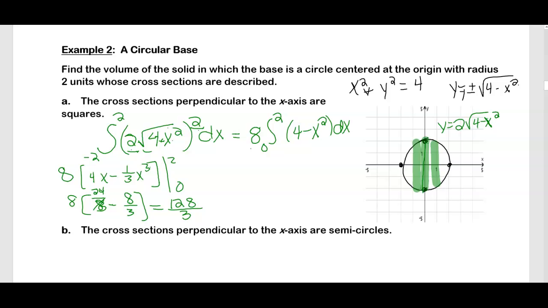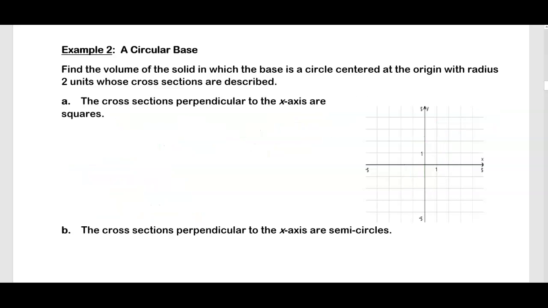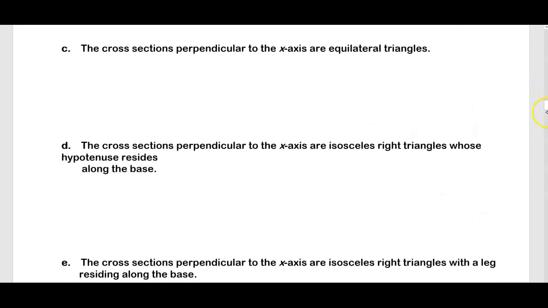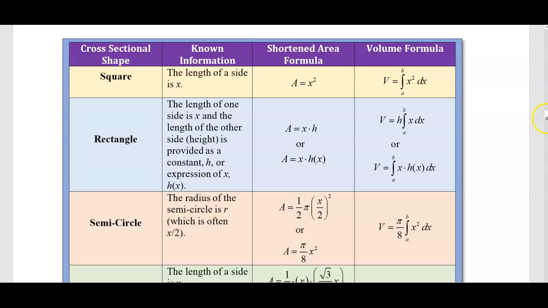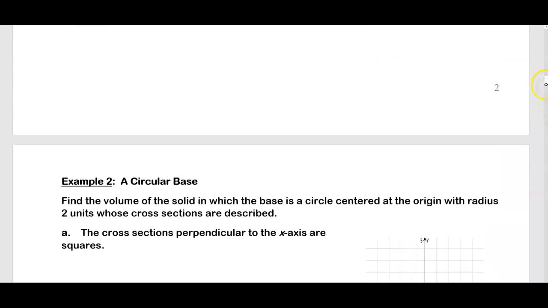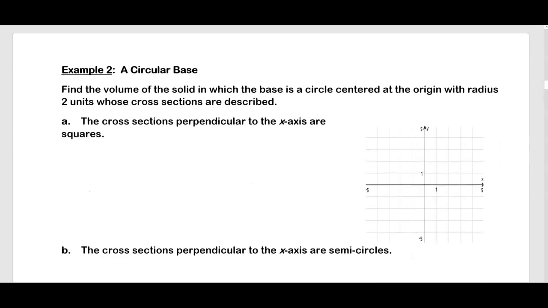So now the cross sections are perpendicular to the x-axis and are semicircles. So on top of my circular base, I now have semicircle sides. So think about what you're looking at. Here's the width of that circle, and we have semicircles on top. So the radius of the semicircle is going to be the same as the radius of the circular base, which is 2.